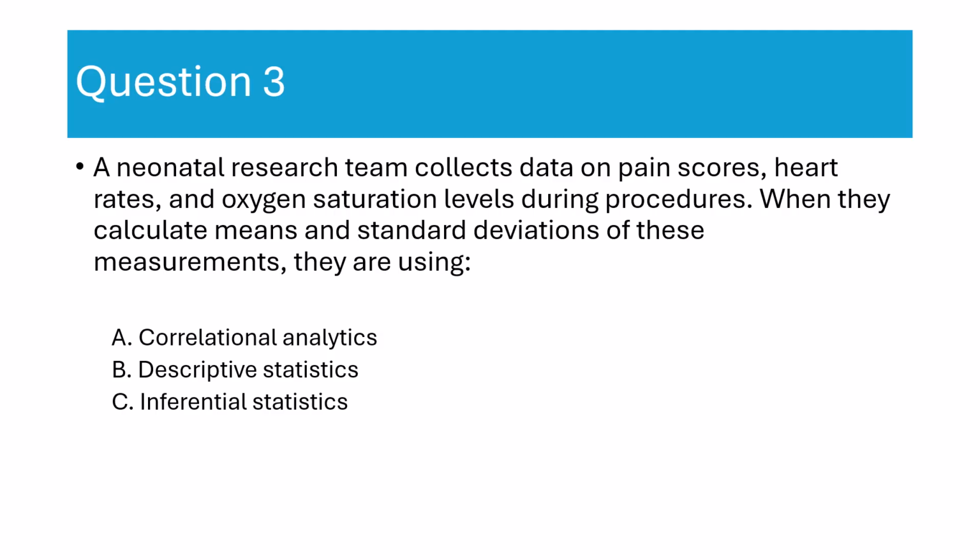A neonatal research team collects data on pain scores, heart rates, and oxygen saturation levels during procedures. When they calculate means and standard deviations of these measurements, they are using A. Correlational analytics, B. Descriptive statistics, C. Inferential statistics. The correct choice is descriptive statistics.